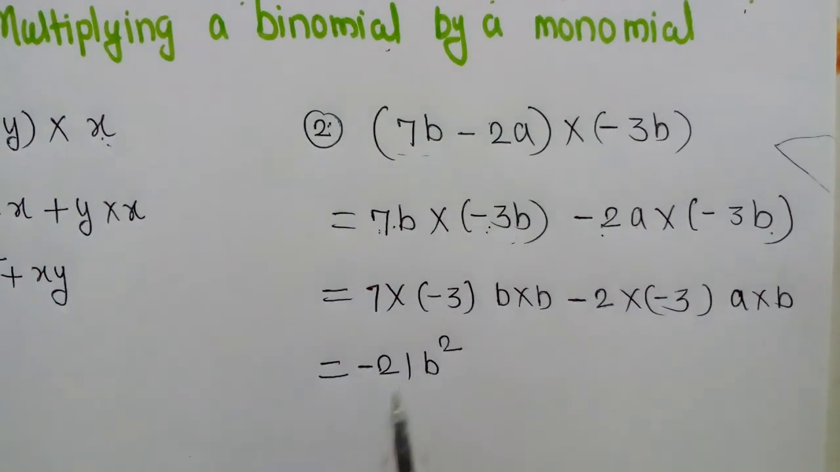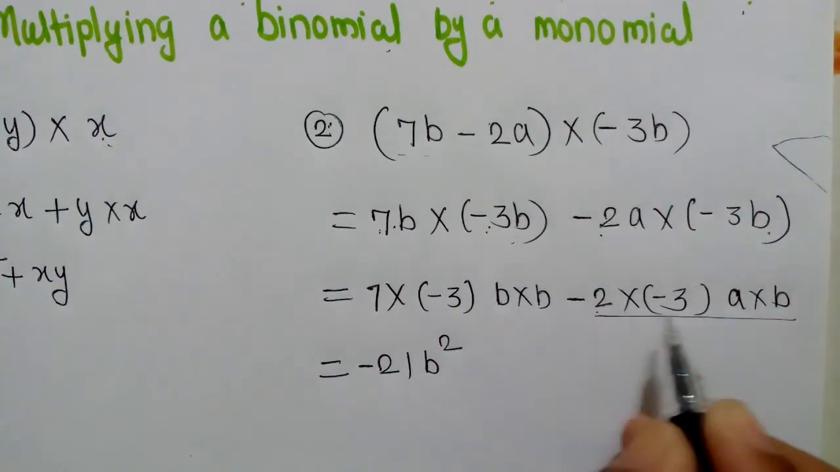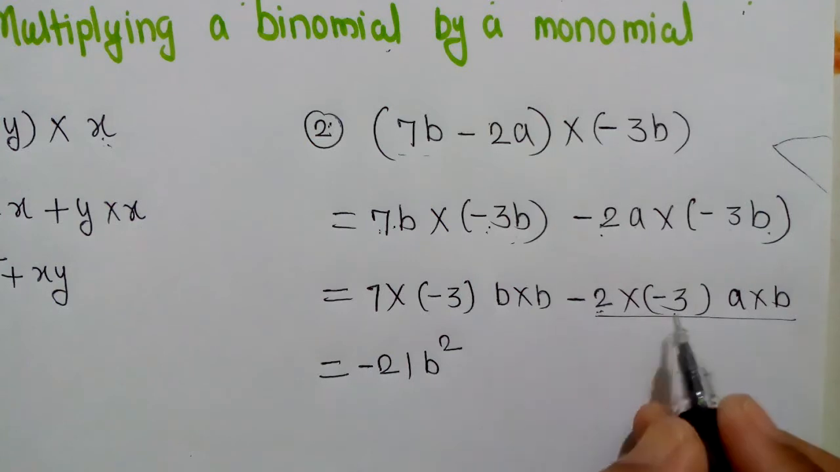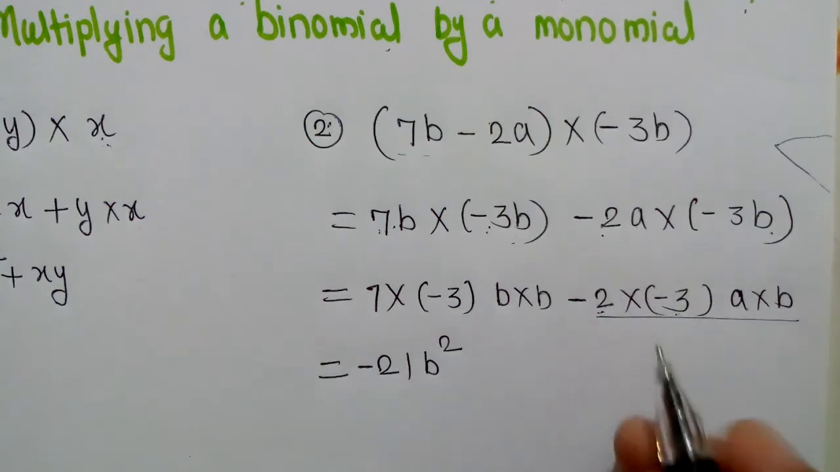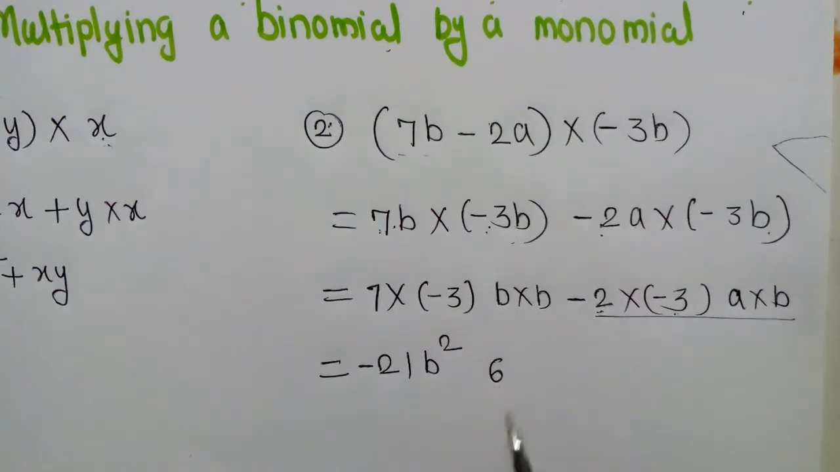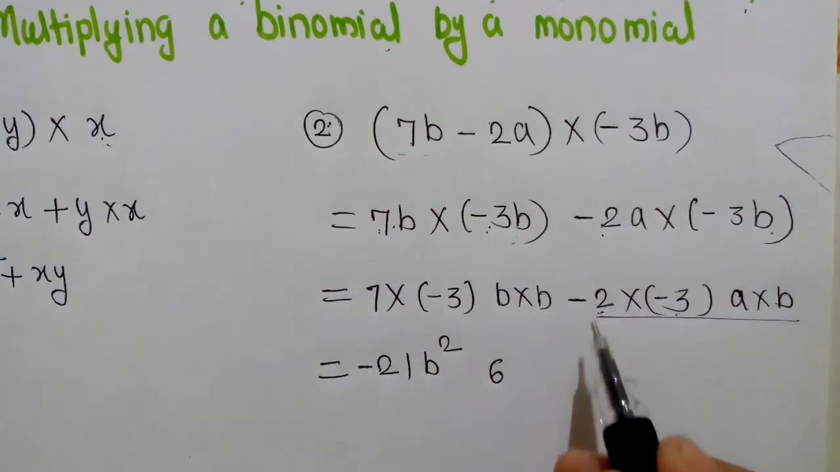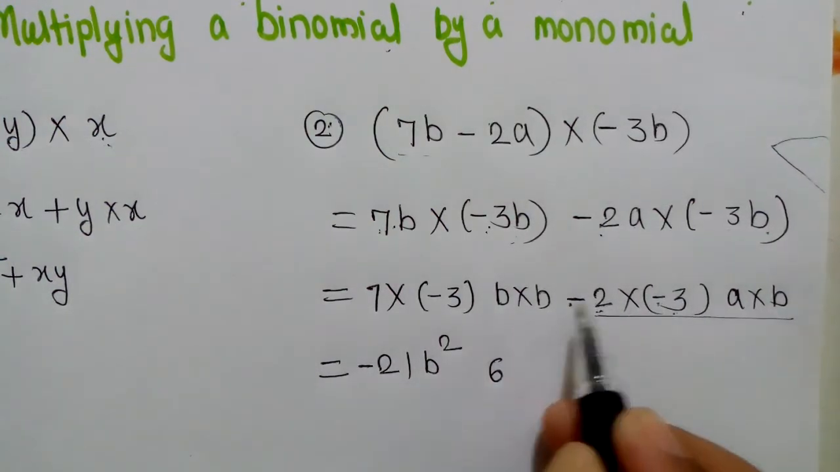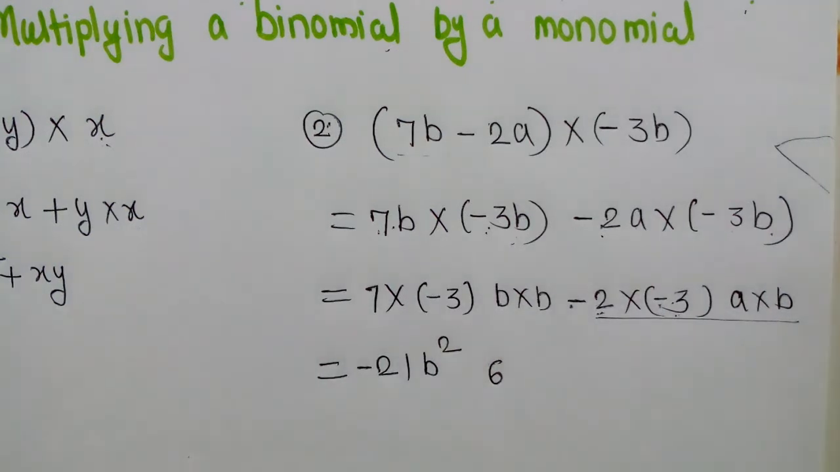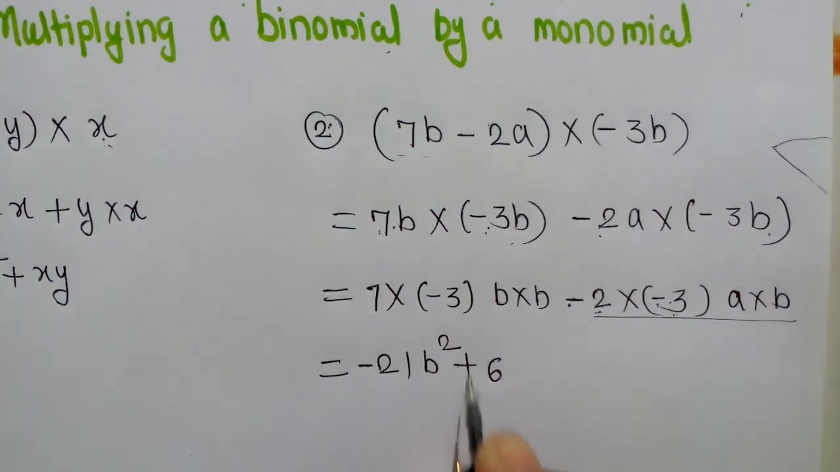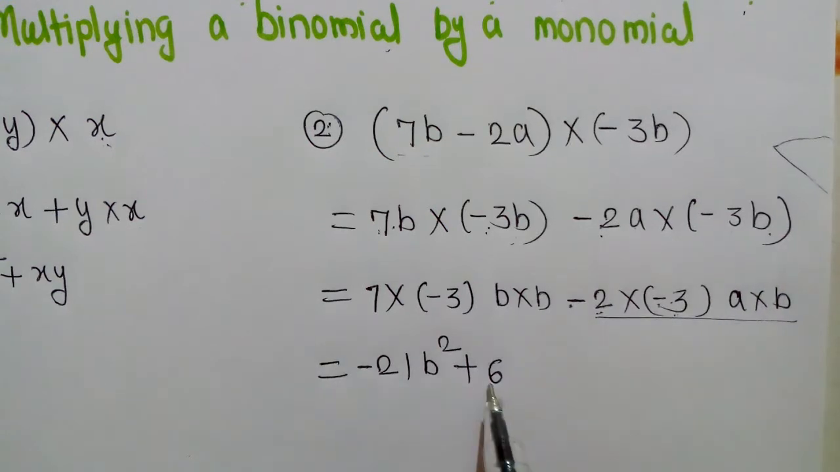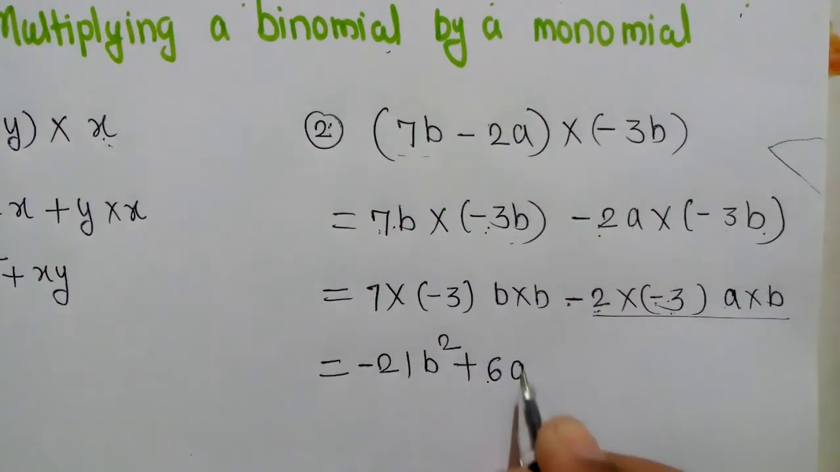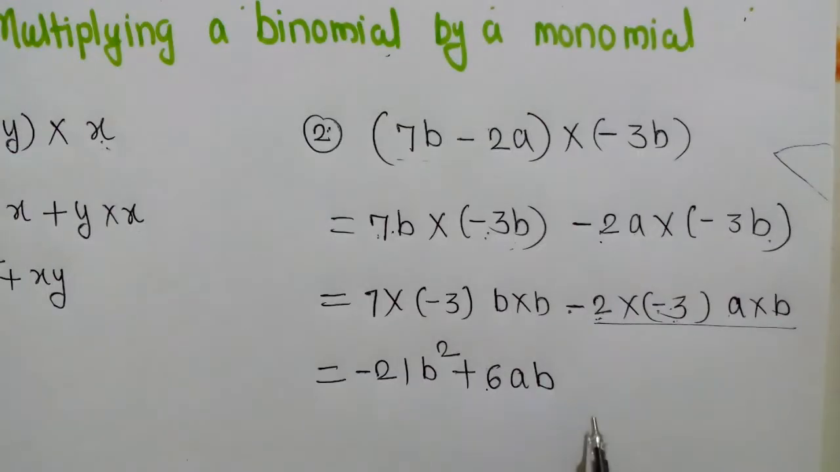So what is this term? Negative 21b square. Now we will multiply this one. Negative 2 into negative 3, 3 2s are 6. Here we will write 6. Now we will think about sign. This is negative, negative, it will be positive. So the plus sign will be here. So 3 2s are 6ab. This is our answer: negative 21b square plus 6ab.